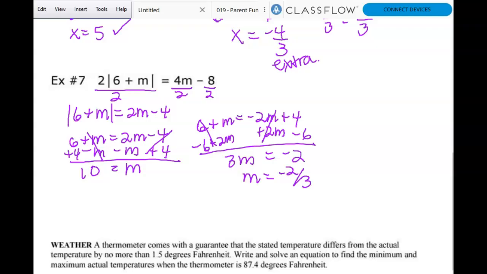When we check 10, if I put 10, 6 plus 10 is 16, times 2 gives me 32. 10 times 4 is 40 minus 8, that gives me 32, so this one checks. The negative 2/3, if we put that in, what do we get? 6 minus 2/3 times 2. What do we get on the first side? 14 over 3.